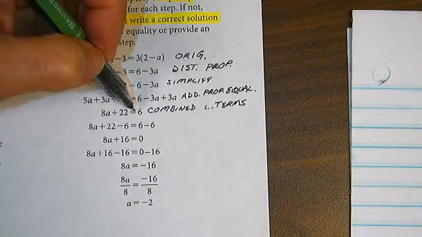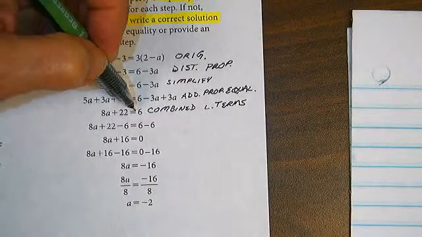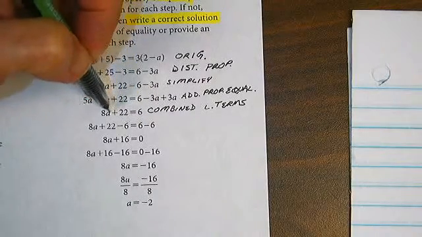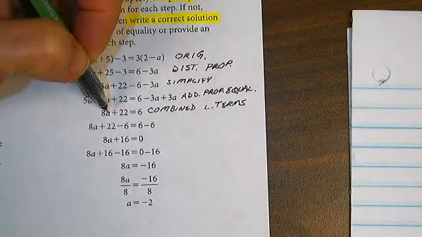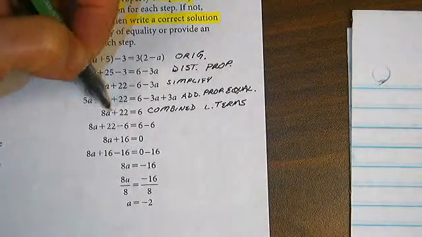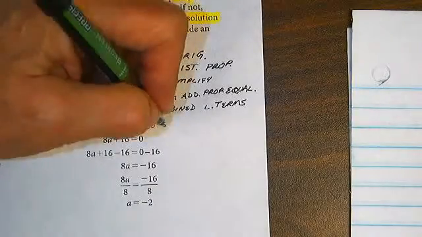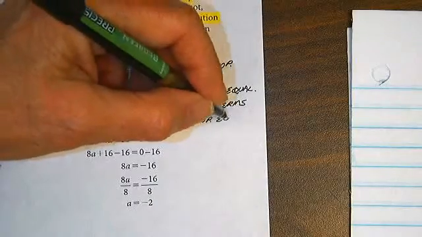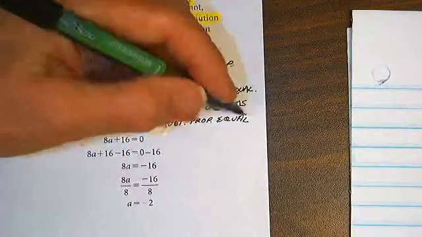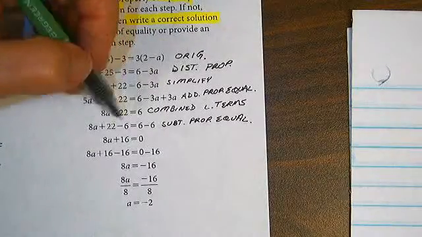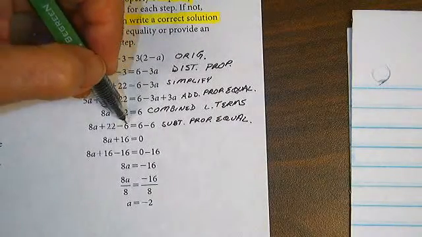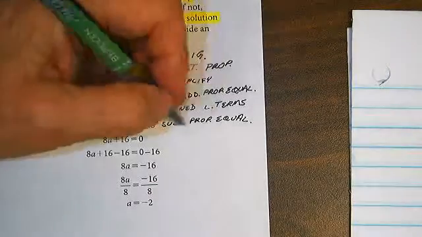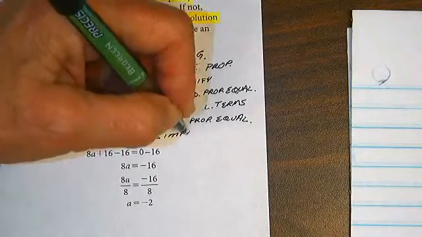Next, we subtract 6 from both sides, which is a bit of the long way around, but mathematically it's perfectly acceptable. When we subtract 6 from both sides, we are using the subtraction property of equality. 22 minus 6 is 16. 16 plus 6 is 22. 6 minus 6 is 0. So here we are simplifying.